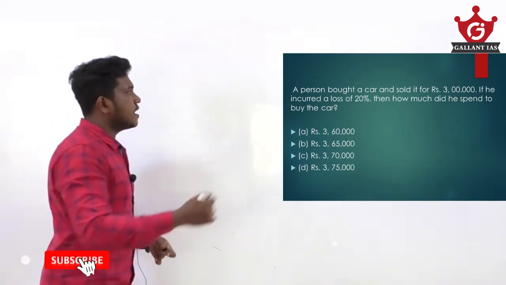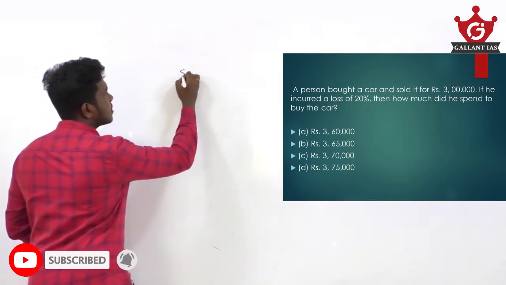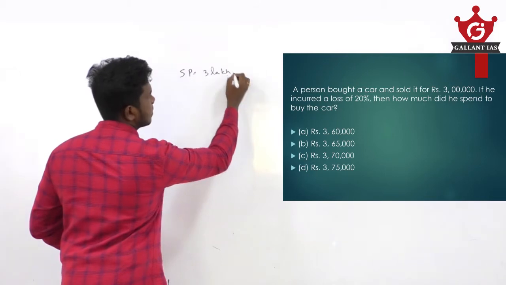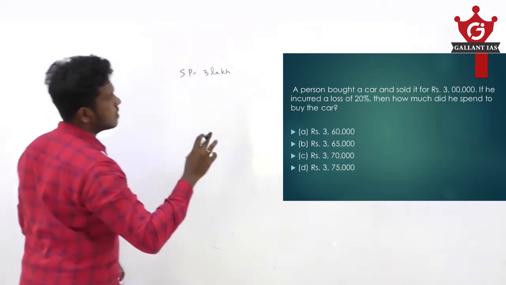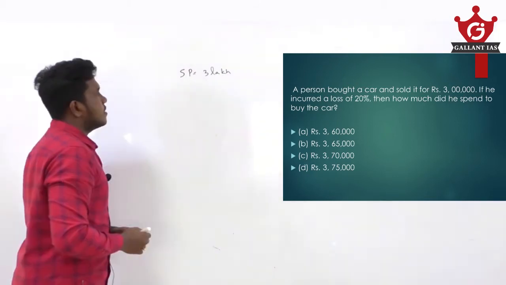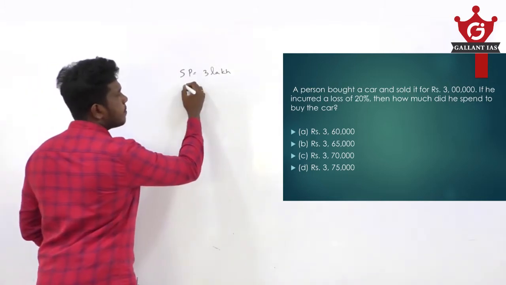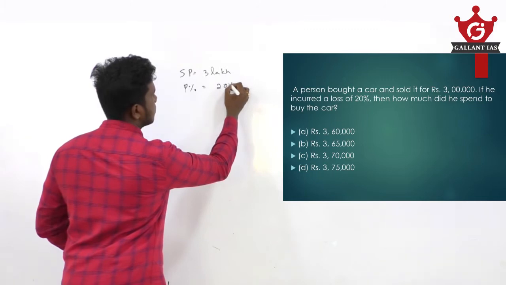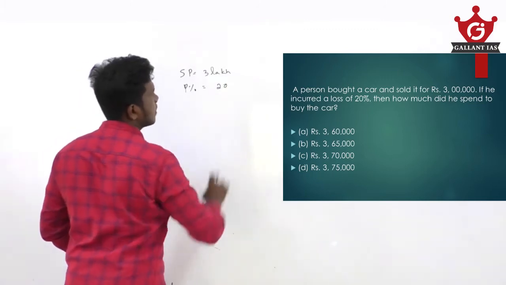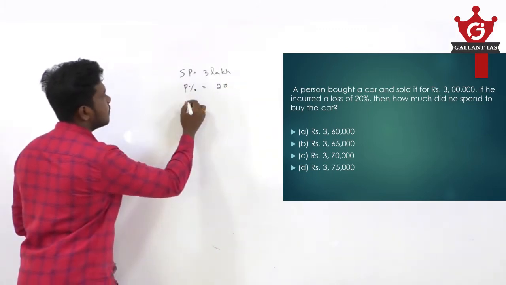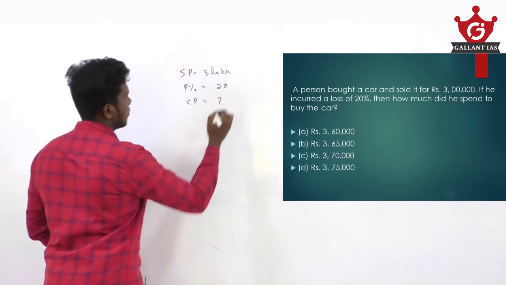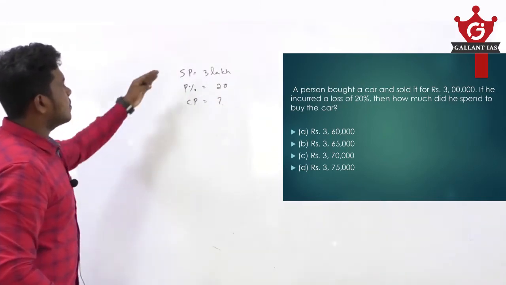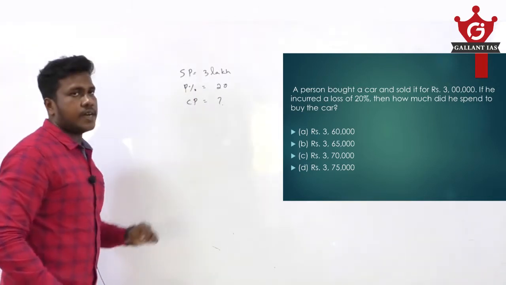So his selling price is given, right? This is actually a question based on profit and loss. His selling price is given, that is 3 lakh. Now the percentage is also given, that is 20%, and we need to find the cost price. So here the percentage is given, selling price is given, and we need to find the cost price.